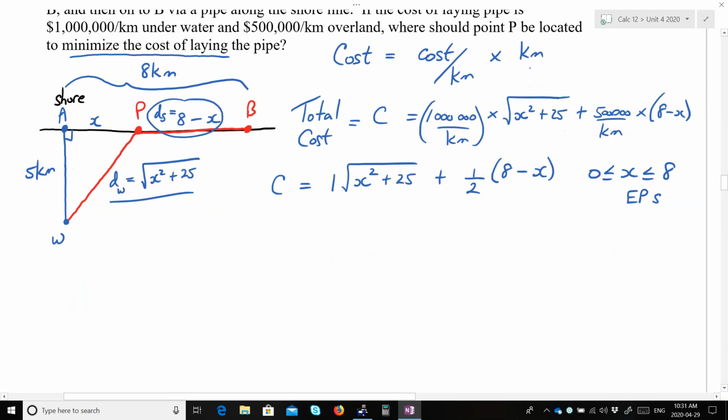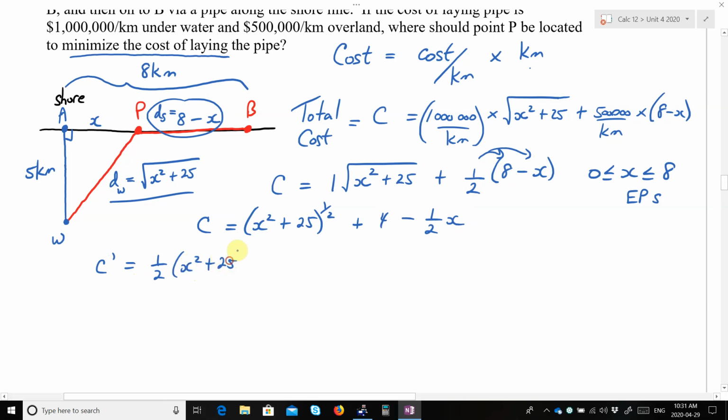Okay, so we need to find the derivative of this. Now, the cost function is x squared plus 25 to the 1/2, and I'm going to distribute this through, make that a bit simpler. A half times 8 is 4, and a half times negative x is negative a half x. And now let's find the derivative. We would go a half times x squared plus 25 to the negative a half times 2x, the derivative of the inside. The derivative of 4 is 0, and the derivative of negative a half x is negative a half.